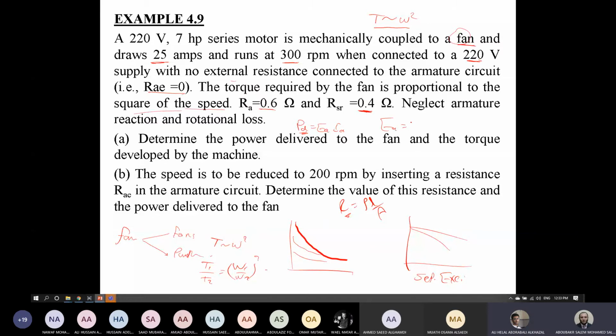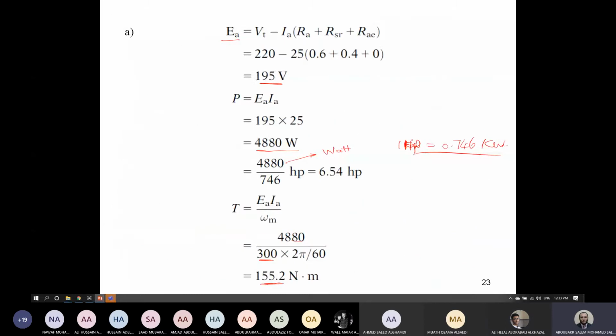EA equals the source voltage, which is 220, minus the voltage drop across the resistance. Exactly, which are R series plus R armature. Thank you very much, Ali. So we can start with EA equals V terminal minus IA multiplied by the three series resistances. However, in case number 1, the rheostat value was 0. So simply we can calculate the value of EA, and we have IA, so we can multiply EA by IA to get the value of power.